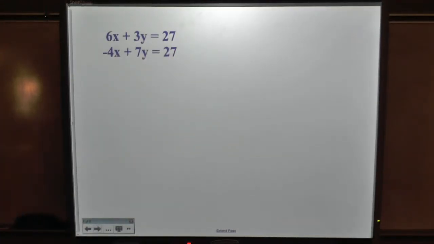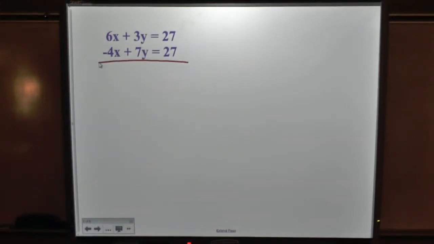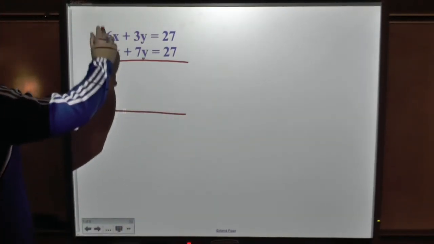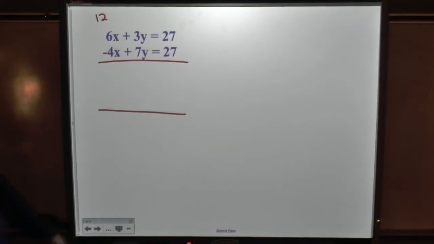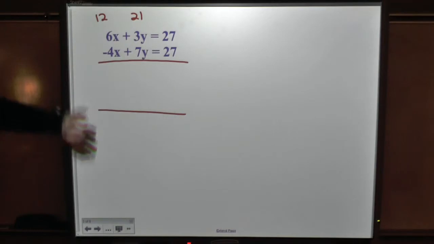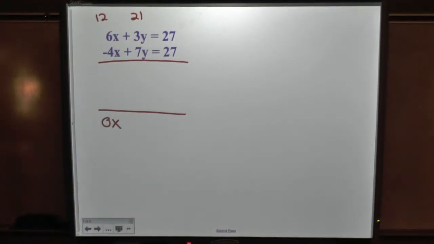So when we look at this one, same idea as before. Is it in standard form? Yes, it is. So being that it's in standard form, what we want to do is try to eliminate a variable. Again, it does not matter which one you choose at this point. I personally will choose x. The reason why is I like the opposite sides. The least common multiple for 6 and 4 is 12. The least common multiple for 3 and 7 is 21. I'd rather work with this one. So, I know I want to get 0x, so that's why I put that there.